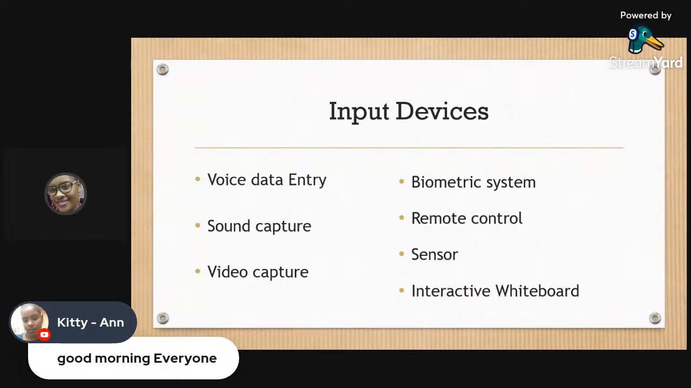We also have HDMI. Anybody knows what HDMI stands for? All right, so HDMI stands for High Definition Multimedia Interface.